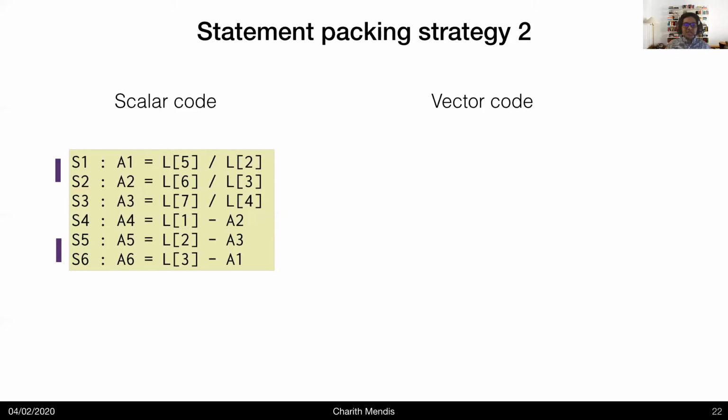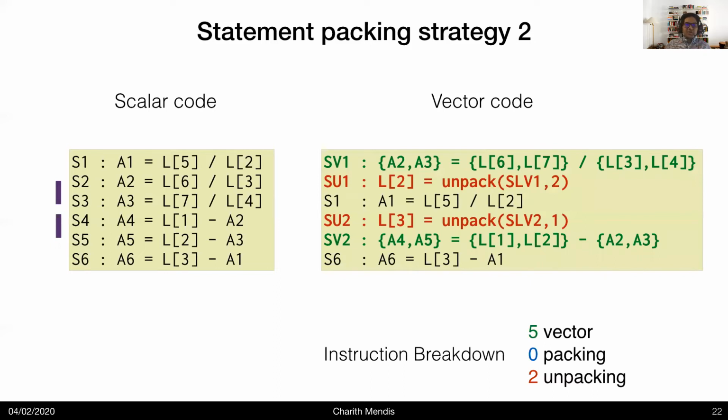Instead of selecting S1 and S2, let the compiler select statements S2 and S3 to vectorize. And instead of S5 and S6, let's assume that the compiler selected statements S4 and S5 to vectorize. And in this case, if we follow the same vectorization strategy, we can show that the compiler is able to emit 5 vector instructions and only incur a cost of 2 additional overhead instructions.